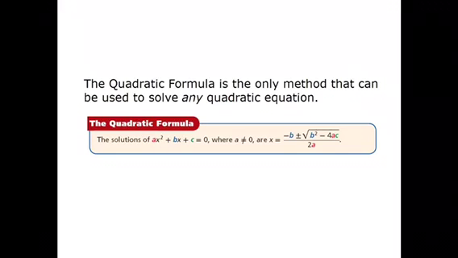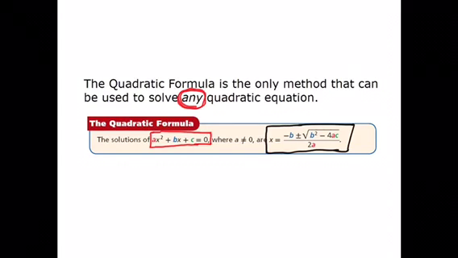The quadratic formula is the only method that can be used to solve any quadratic equation, meaning that it always works. And so anytime you're dealing with a quadratic equation in the form ax squared plus bx plus c, you can take those coefficients and plug them into the quadratic formula and find your solutions. The quadratic formula is negative b plus or minus the square root of b squared minus 4ac, all of that over 2 times a. And we're going to use this formula to find our solutions to our quadratics today.